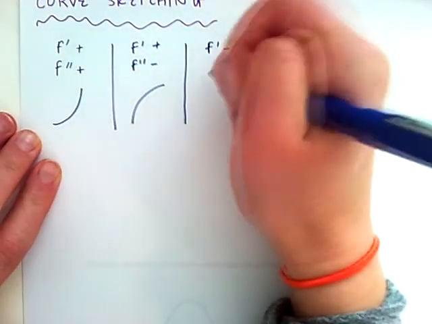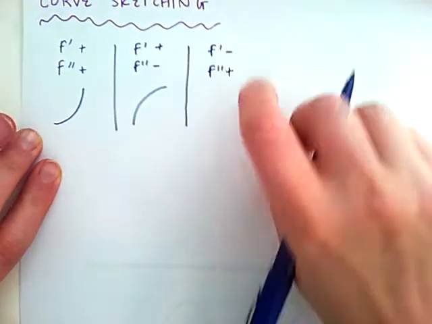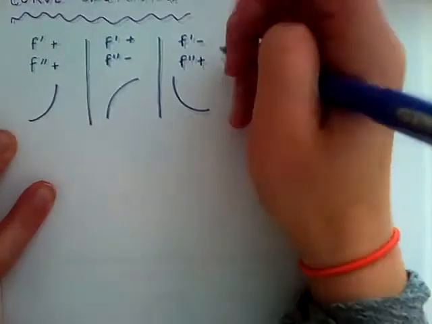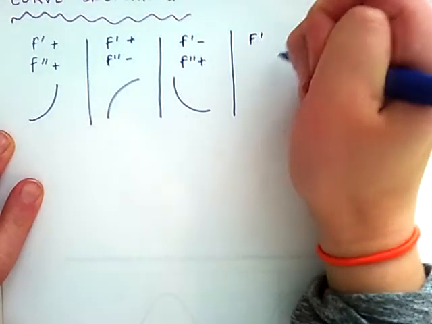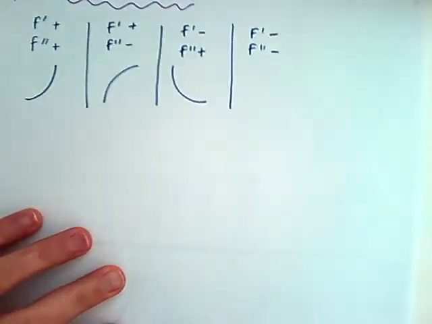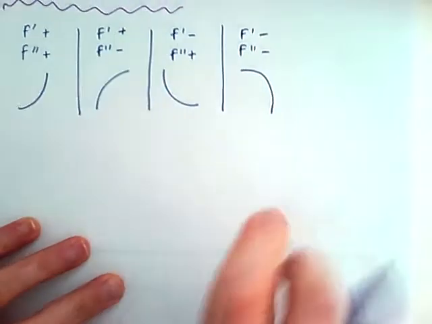First derivative negative, second derivative positive means decreasing and concave up. It looks like that. And lastly, first derivative negative, second derivative negative would be decreasing and concave down, and it would look something like this.